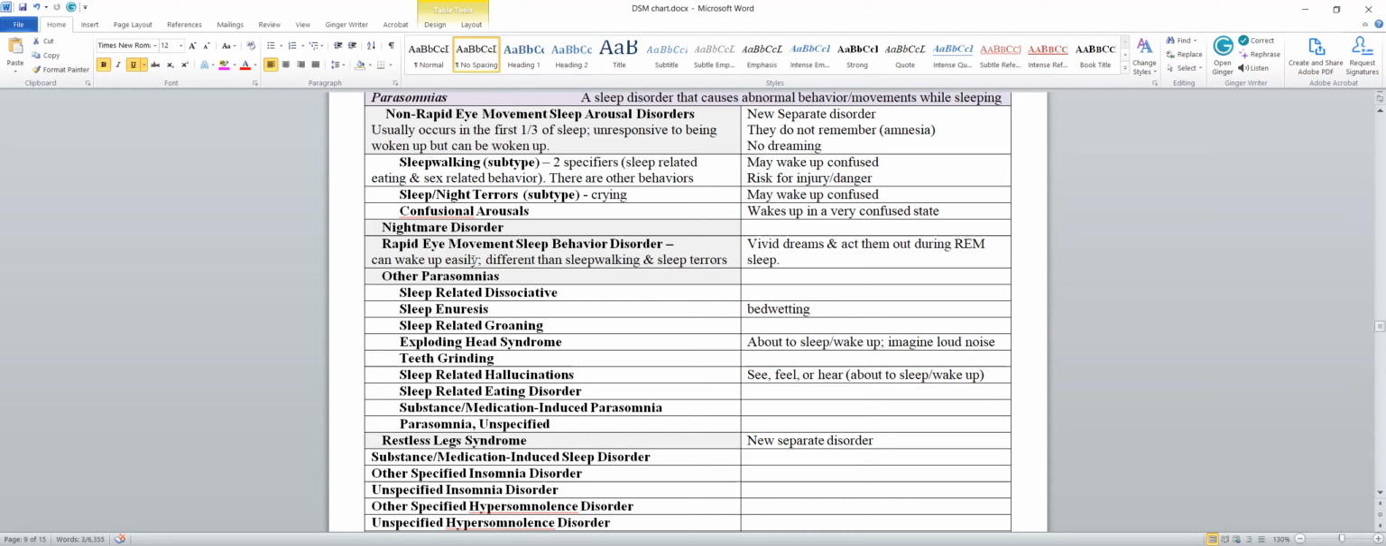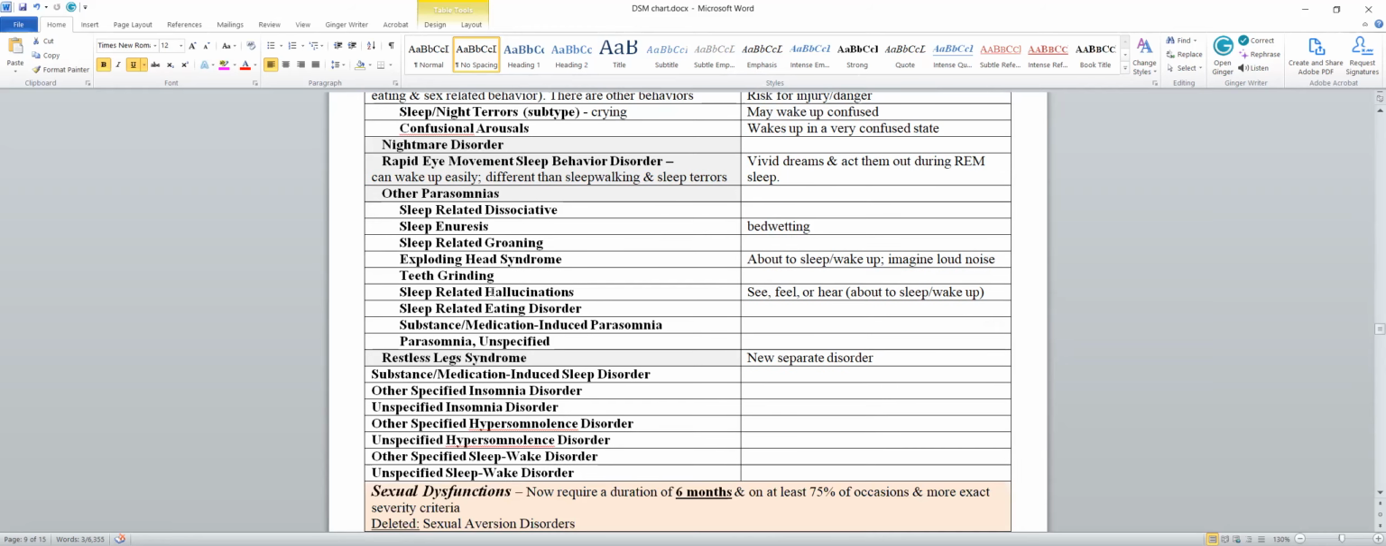Sleep-related eating disorder, substance medication-induced parasomnia, and unspecified parasomnia. Restless leg syndrome. These are all under the parasomnias. Then moving on to substance medication-induced sleep disorder, other specified insomnia disorder, unspecified insomnia disorder, other specified hypersomnolence disorder, unspecified hypersomnolence disorder, other specified sleep-wake disorder, unspecified sleep-wake disorder.